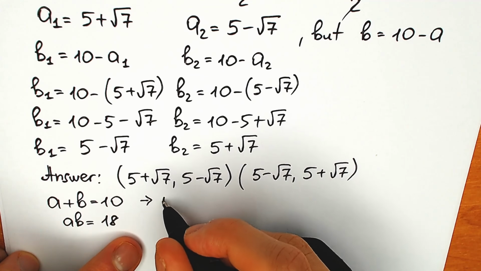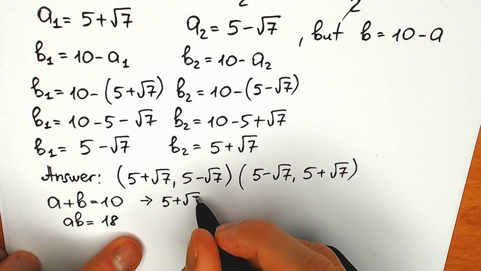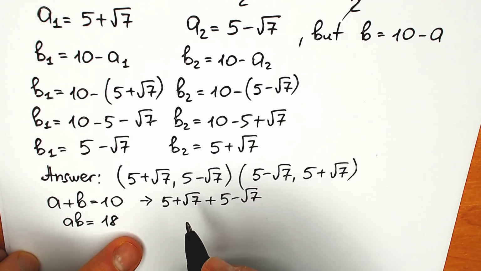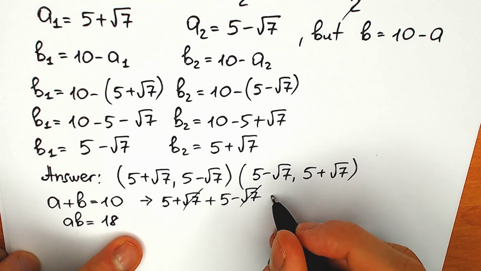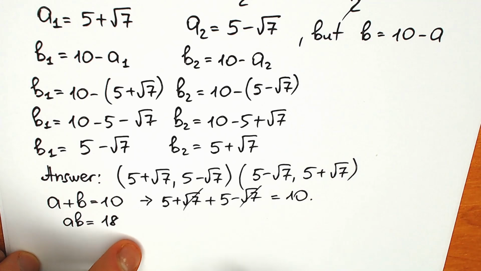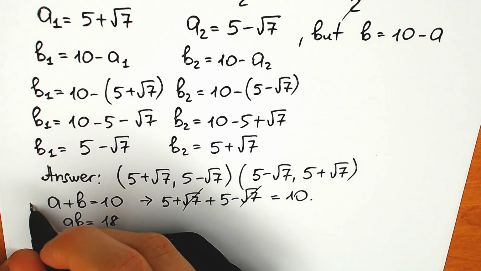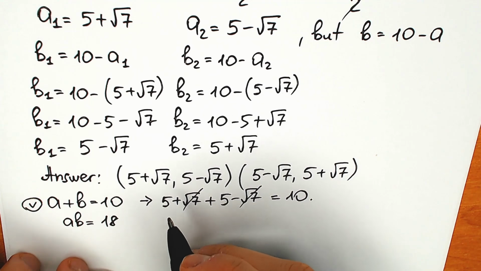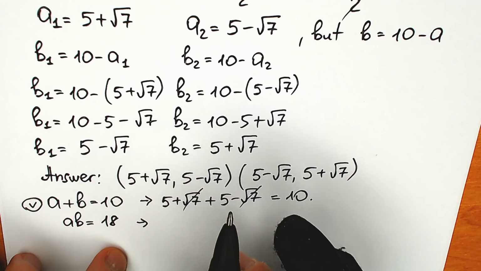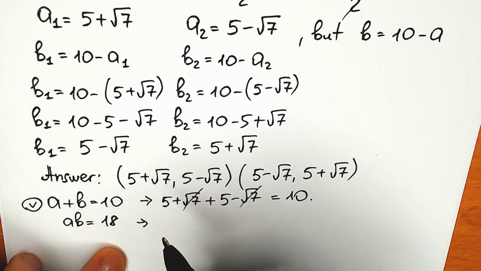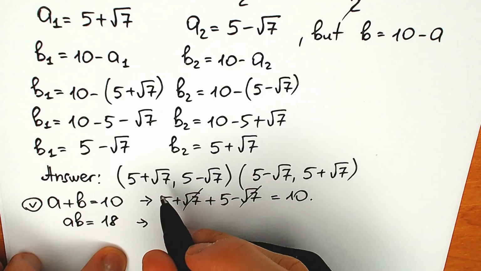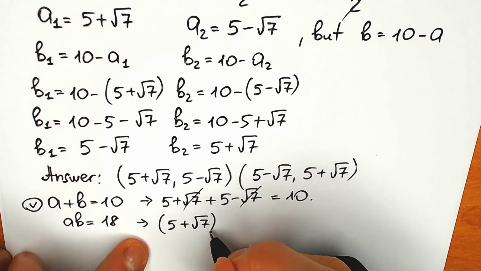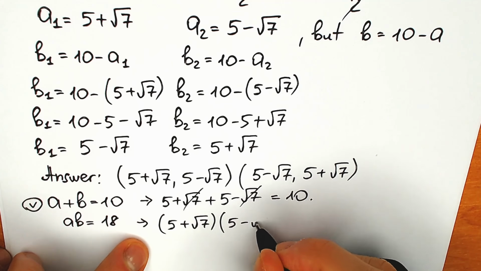So let's check the first parenthesis: 5 plus square root of 7 plus 5 minus square root of 7, and this is equal to 10, because the square roots cancel. So we have only 10, and addition works absolutely perfectly. Right now let's check our multiplication. The same logic applies, because a times b is the same as b times a, so we don't need to check both. Let's check these parentheses: 5 plus square root of 7 times 5 minus square root of 7.